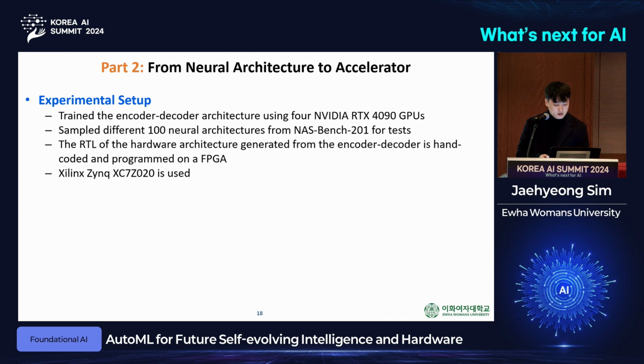This is the experimental setup. We trained the encoder and decoder using 4 GPUs and sampled different 100 neural architectures from NASBench 201 for tests. We hand-coded the corresponding hardware architecture and programmed it on an FPGA. And we used the Xilinx Zynq 1 FPGA in our experiment.